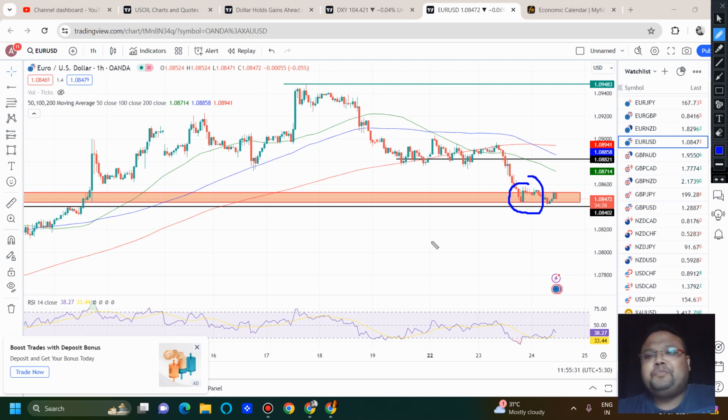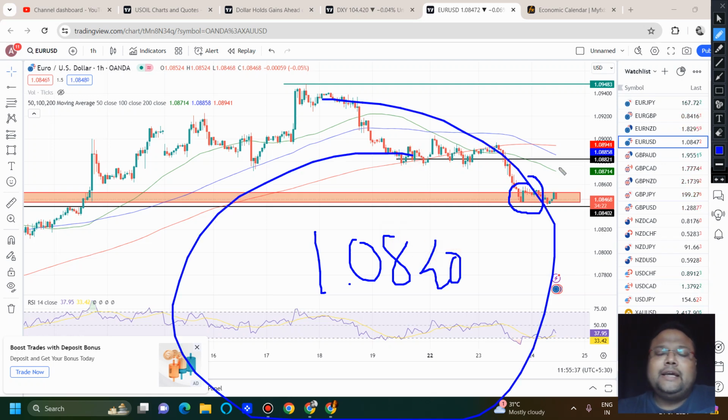After the news, if Euro USD breaks the 1.0840 level, then we can look for a sell below it. Before the news, try to avoid any position, because before news there is a high possibility of spikes in the market or price rejection from both sides.